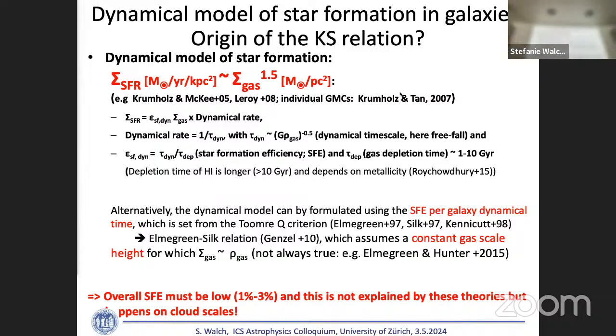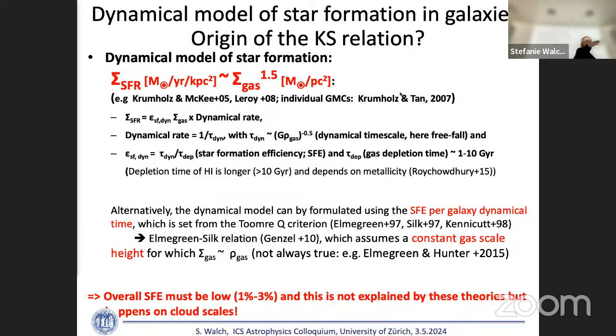Yeah, again, as I said, this is the idea that there is collapse going on this dynamical timescale, so the free fall timescale. And then what they do is that they patch this with star formation efficiency, where the inefficiency comes in. And so the star formation efficiency, however, is also related to the dynamical timescale. It is a dimensionless quantity, so it's basically dynamical timescale over depletion timescale, where the depletion timescale is very long.